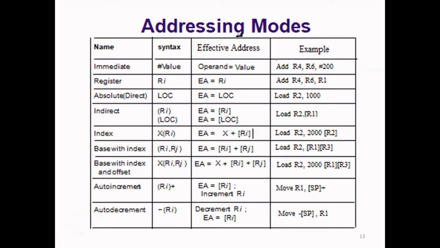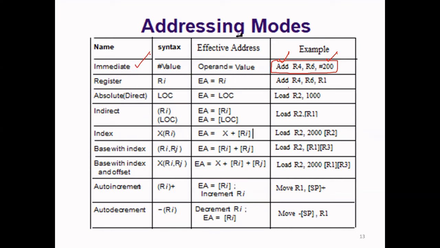For example, take this instruction: ADD R4, R6, #200. What is the meaning of this? R6 plus this 200 will be added and the result is stored back in R4. If you observe, it is adding two data: one is available in R6, another is immediately available in the instruction. That's why it is called immediate addressing mode. The way in which the data is specified in the instruction is called the data addressing mode.